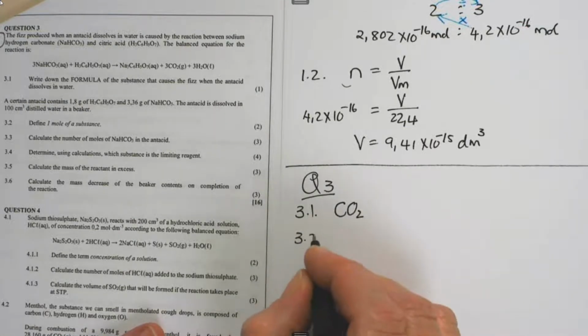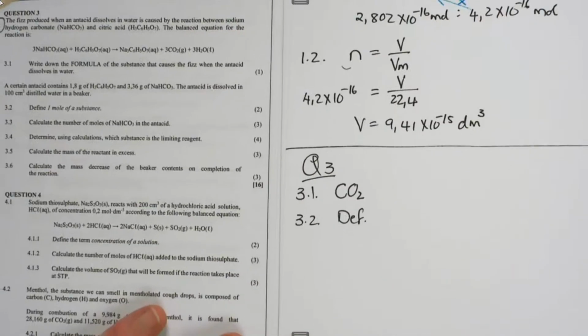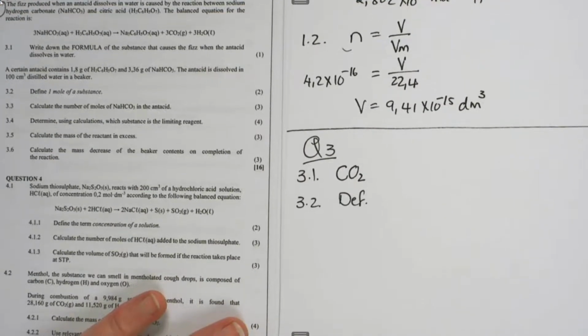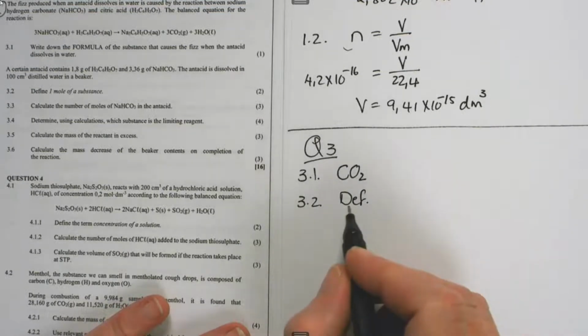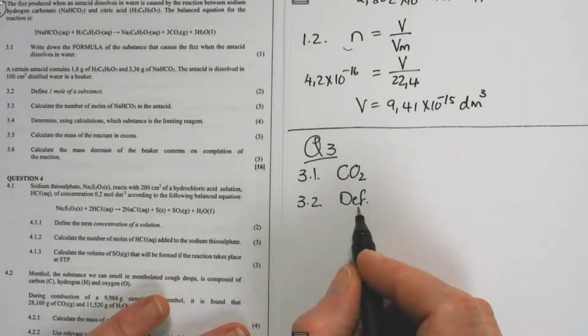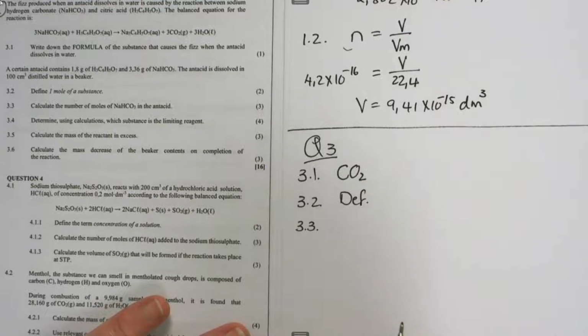Okay, 3.2, that's a definition. So please don't just write for your teacher definition or see exam guidelines or something like that. You must know that definition. And please make sure, definitions are 2 marks or 0. So you must make sure you know your definitions.